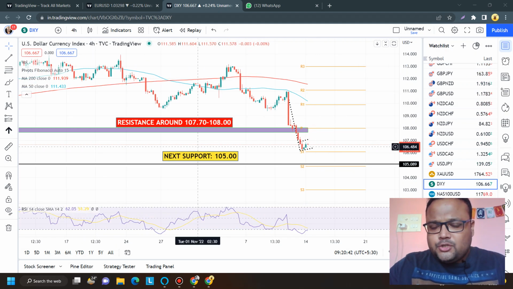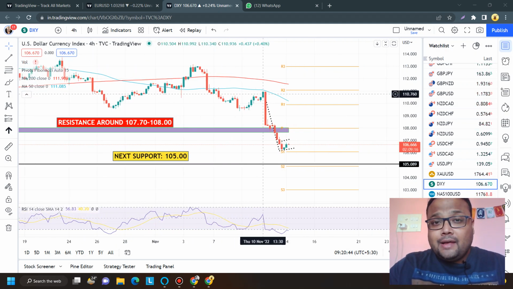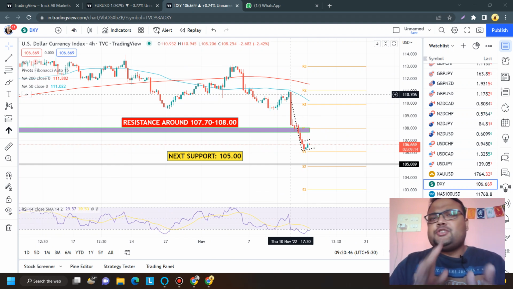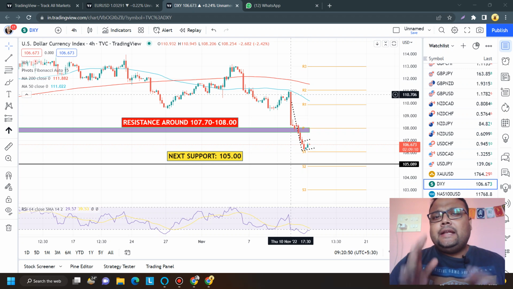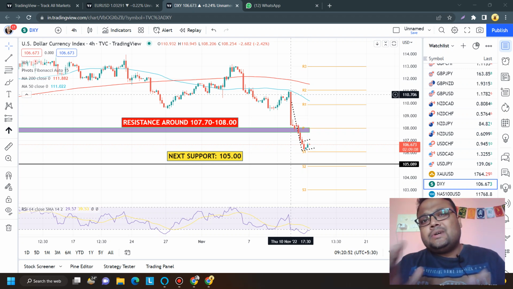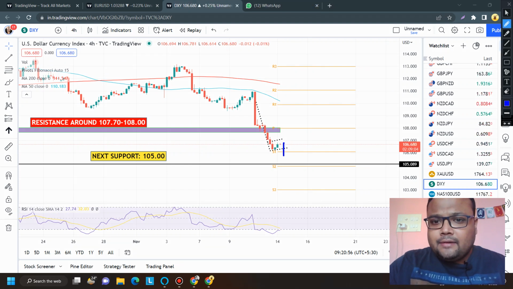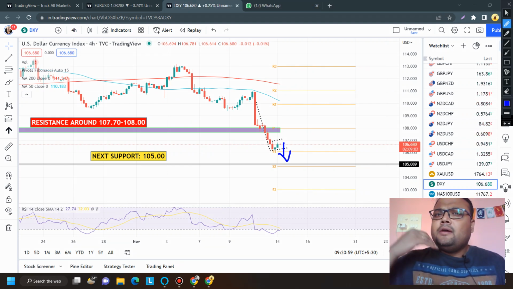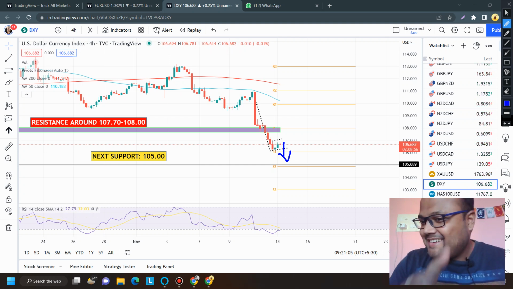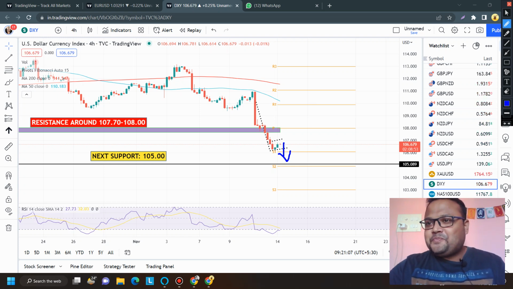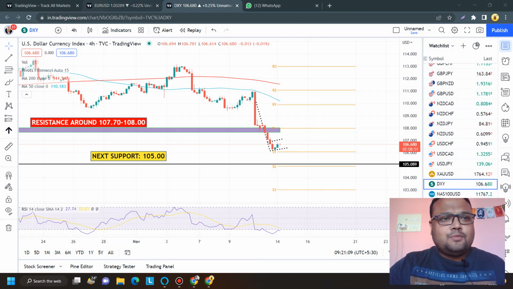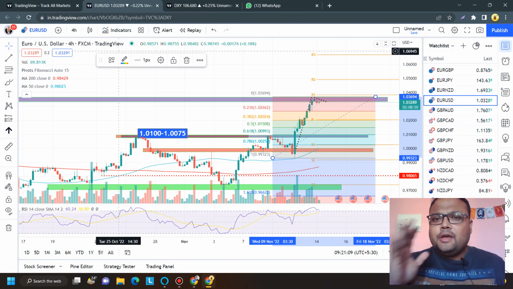Apart from these two levels, you can also see that we have a bearish flag visible on the chart of DXY, and as we all know, the DXY is right now going through a correction. So if DXY breaks the flag, then there will be further recovery upside on the chart of EUR/USD. So keep one eye on DXY.